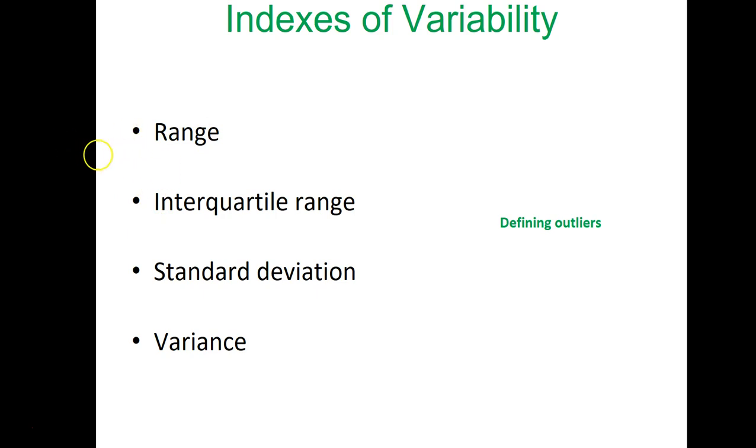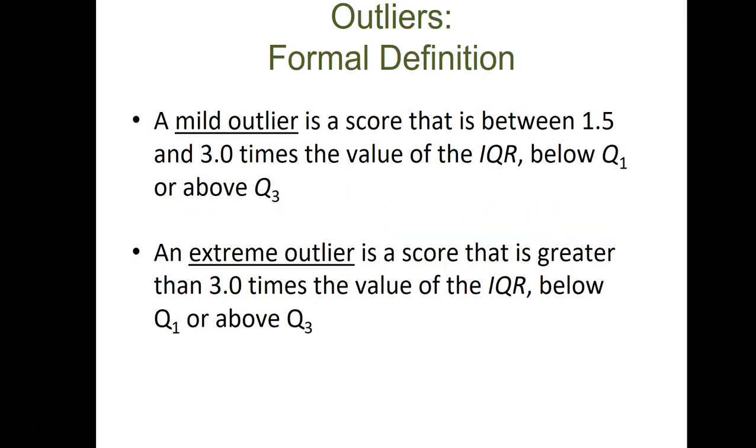The range, the highest number minus the lowest number. The interquartile range, the difference between Q1 and Q3. Standard deviation we looked at, and variance, which is the square of standard deviation. And we use the interquartile range to define our outliers, both mild and extreme. So a mild outlier, we define it this way: a score that is between 1.5 to 3 times the value of the IQR, and extreme if it's greater than 3 times the value of the IQR.